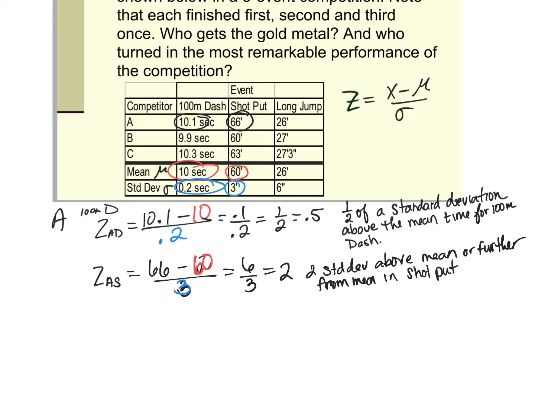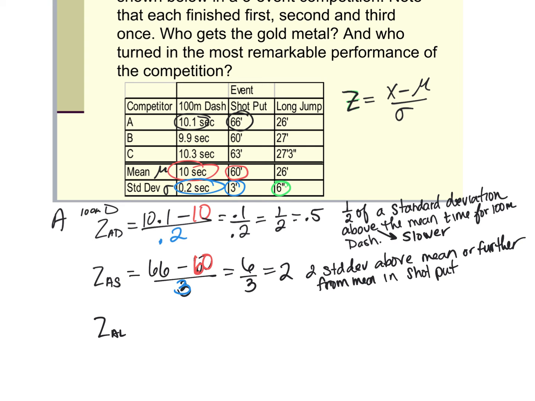Okay, this is a positive thing. Well, let's note that this is slower. So a positive for the 100-meter dash is actually slower, which is bad, and the positive for the shot put is faster, or farther, which is good. And then the long jump, we have a little bit of an issue here.